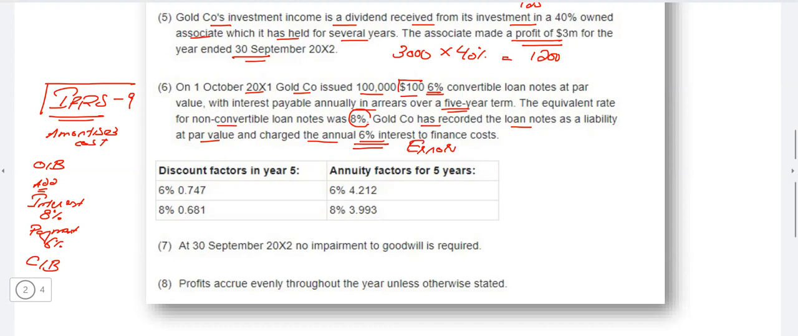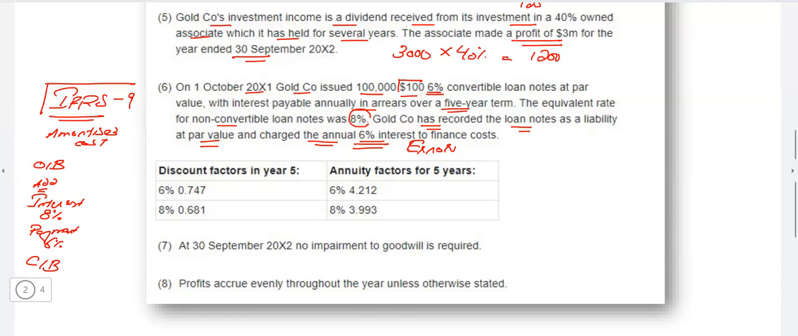It says Gold Company has recorded the loan notes as a liability at par value and charged the annual 6% interest rate to the finance cost. Now we need to calculate the interest according to the 8%, and then see the difference, how much is not recorded. The 2% is not recorded, but we need to see how much that 8% is, because we already know how much is the 6%.